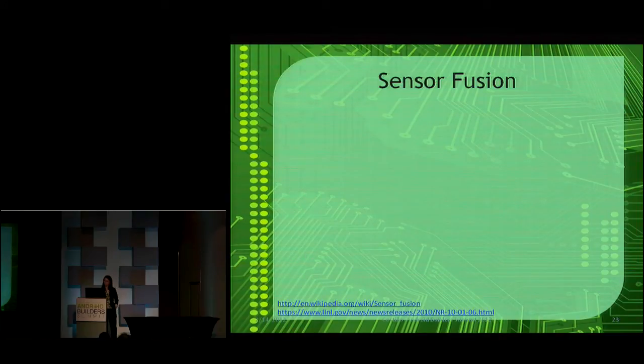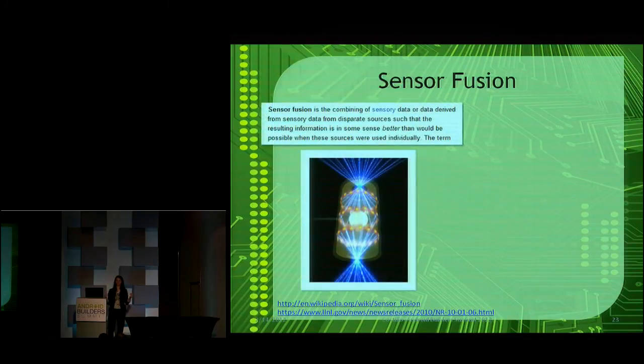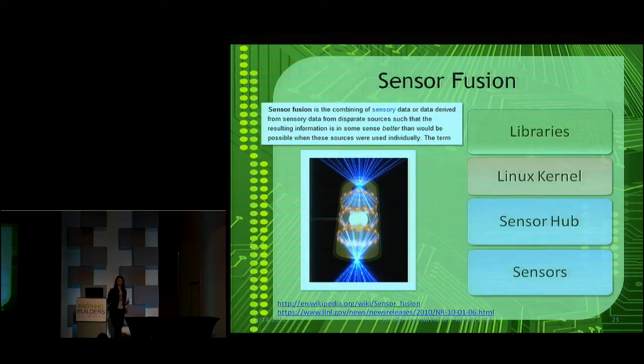Okay. So before we dive into more about where to put the gestures, let's talk a little bit about sensor fusion. What is it? It's where you take any two disparate sensors and combine them as a way to get more accurate, robust, or dependable data. You can do sensor fusion almost anywhere. You can do it at the sensor level, at the sensor hub level, the Linux kernel, or libraries. Most people are doing it in the library level because you have more processing power there.